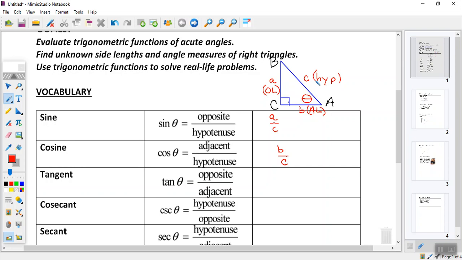What's the definition of tangent? It's the opposite leg over the adjacent leg. So in ours, it would be A over B. Okay, now, here's the tricky part of this. Before I go on to the next one, raise your hand. Do you guys remember sine, cosine, tangent, or at least hearing about it before? No? Never heard of sine, cosine, tangent? No.